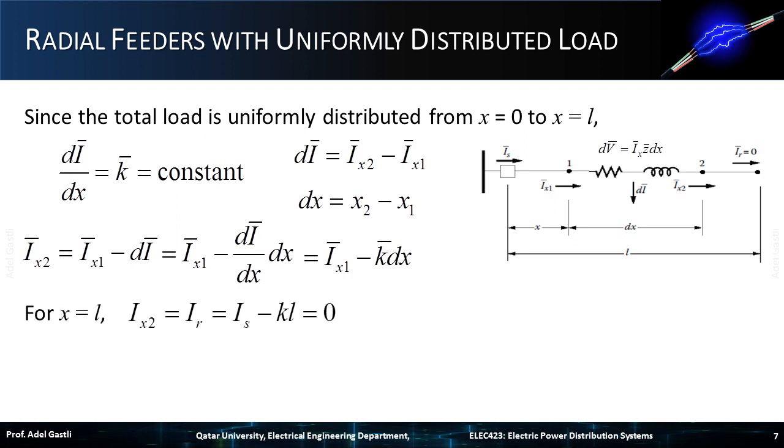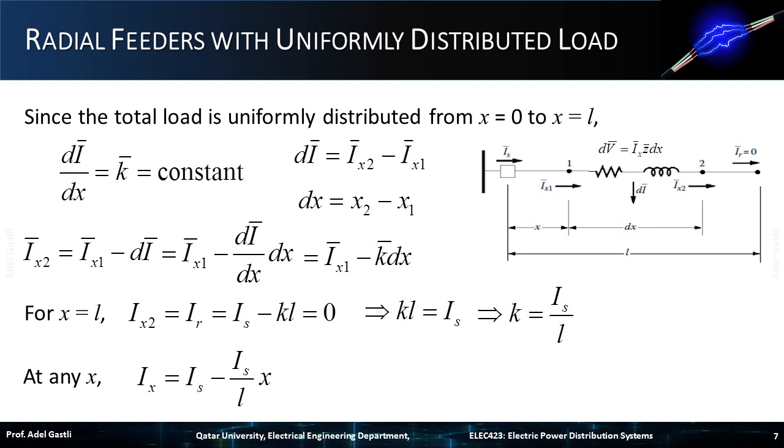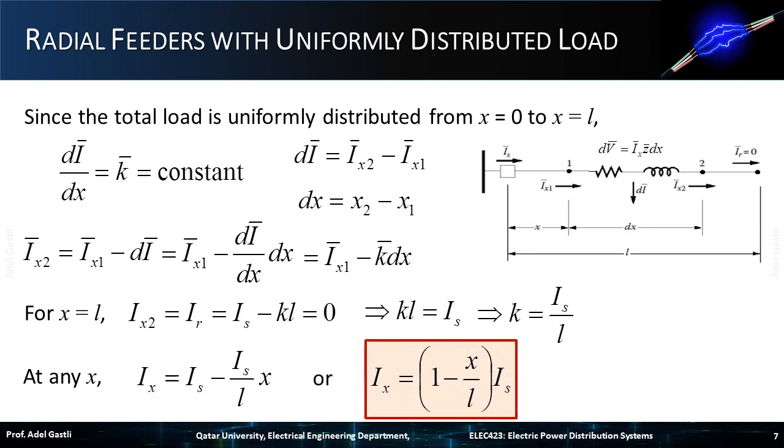For x equals L, Ix2 equals Ir, which equals Is minus kL, and should equal 0, because the current at the end of the feeder is 0. This implies that Is equals kL, and thus, k equals Is over L. Therefore, at any point x on the feeder, Ix equals Is minus Is over L times x, or Ix equals 1 minus x over L, all multiplied by Is.